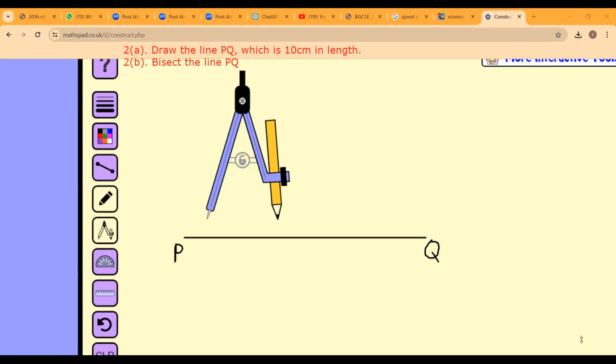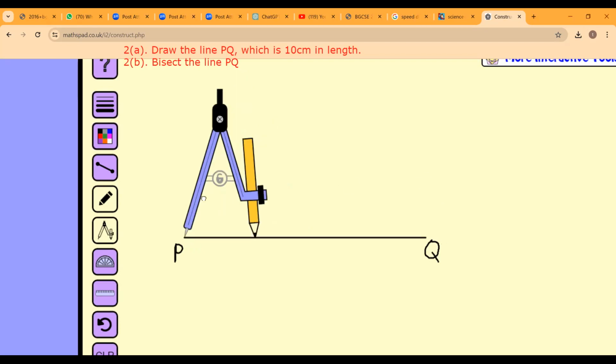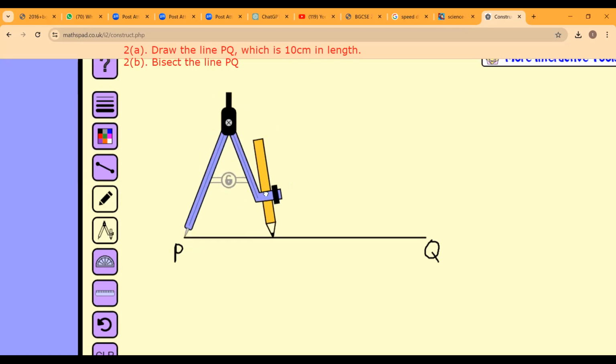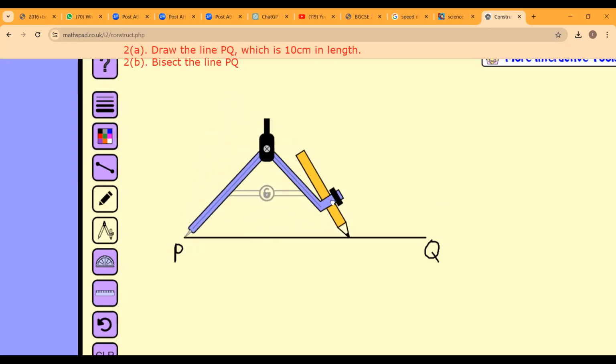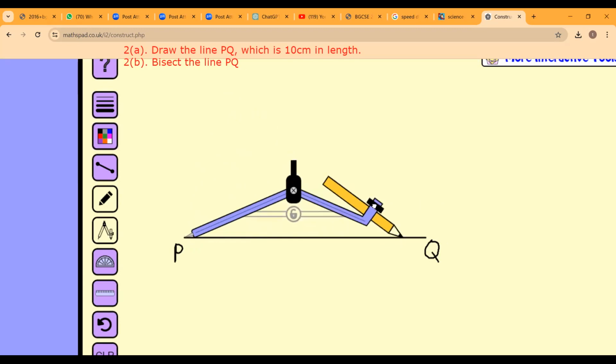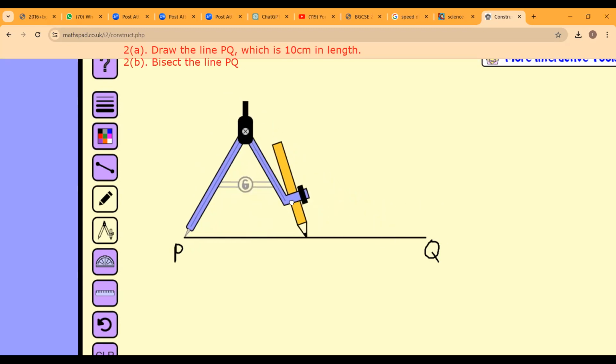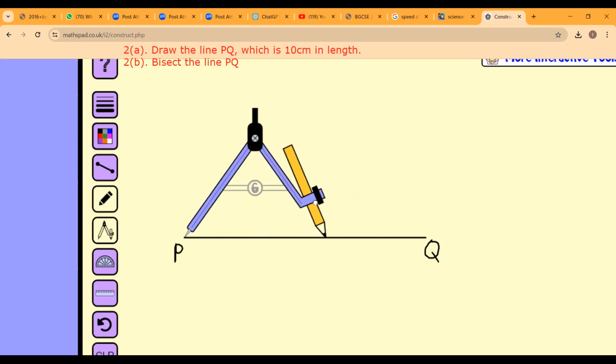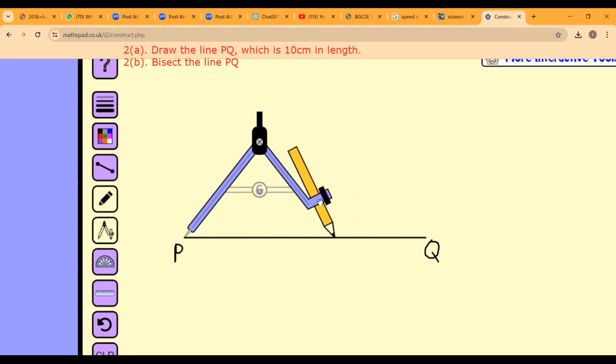How about Ricardo? Ricardo, where are we gonna put our compass point? Are we gonna put it at P or at Q? At P. Very good. So once we put it at P, we're gonna extend the compass a little bit more than half. You don't want it to be too wide. If this is about half, you're gonna extend it a little bit more than that.